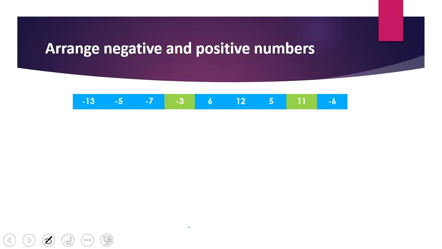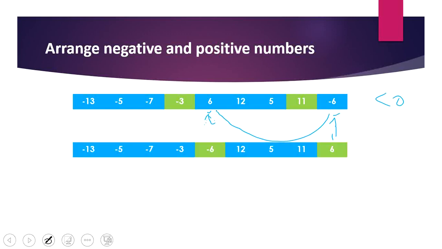Once swapping is done, iterate i. So i goes to 6 and j points at minus 6. Minus 6 is less than 0. In this case, swap i and j, and done. So in one pass, we have sorted all negative numbers to the front and all positive numbers to the right side.